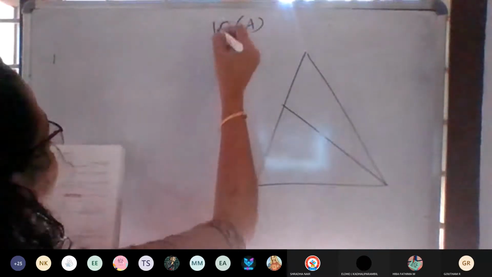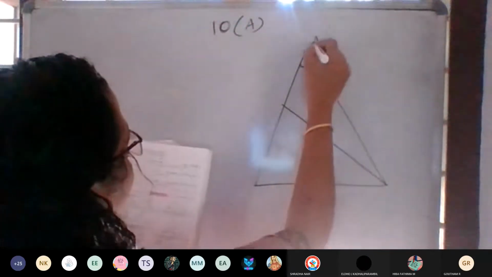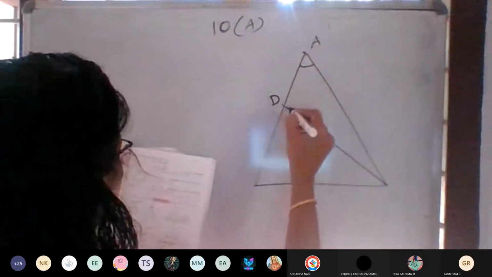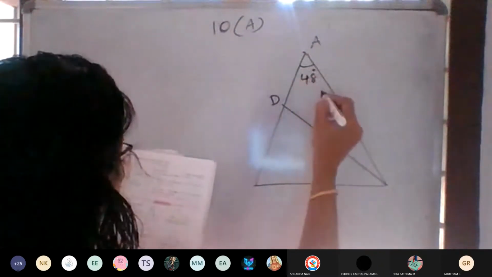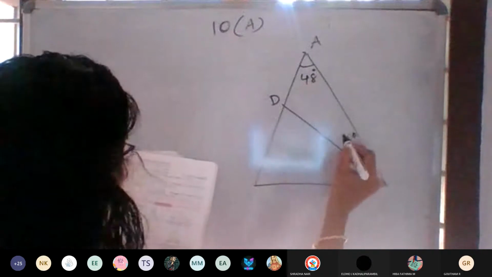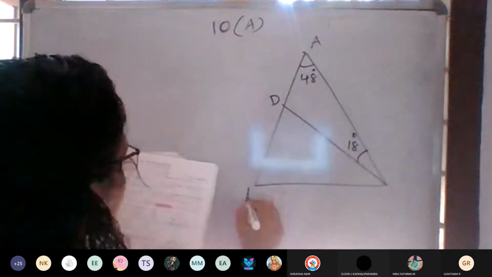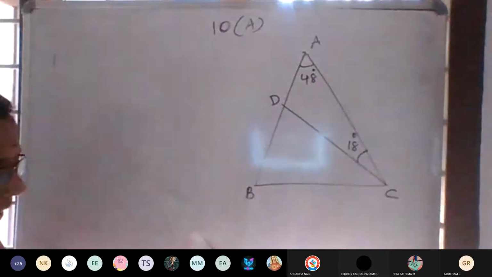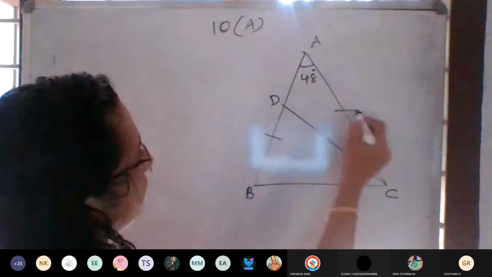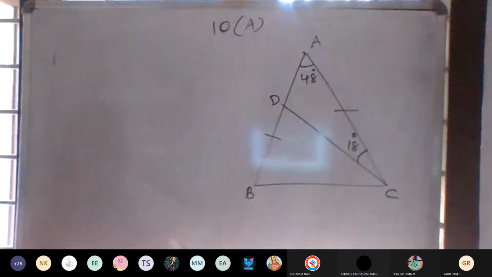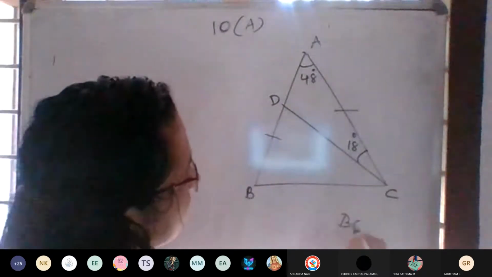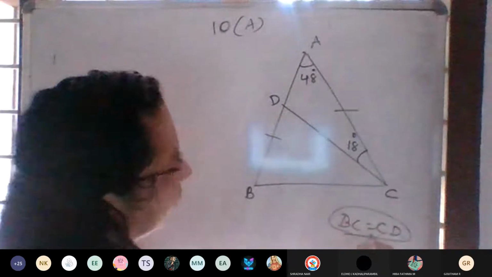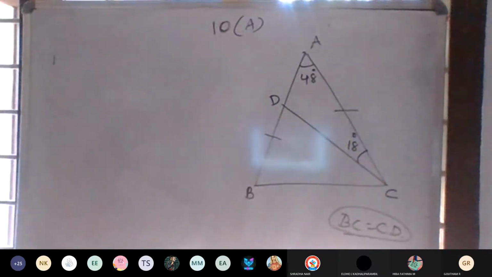10A, question number 1. At D, we have 48 degree. This is 18. Then B. Figure alongside: AB is equal to AC, given. Angle A is equal to 48. Angle ACD is equal to 18. Show that BC is equal to CD. We have to prove BC is equal to CD. So how can we start?